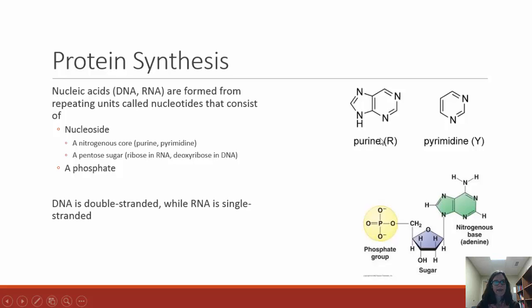Then the nucleoside also consists of a pentose sugar, either ribose or deoxyribose. And then in addition, the nucleotide also includes a phosphate group. So here we see our nitrogenous base. In this case, this is a pyrimidine. And then our pentose sugar, the ribose or deoxyribose, and then our trusty phosphate group. And DNA is double-stranded while RNA is single-stranded.